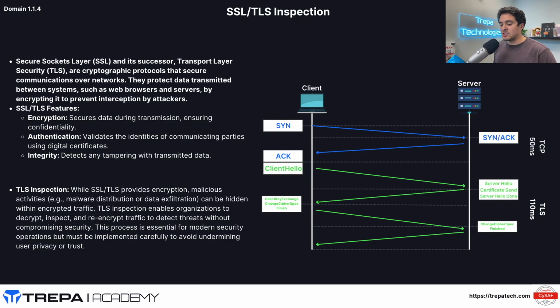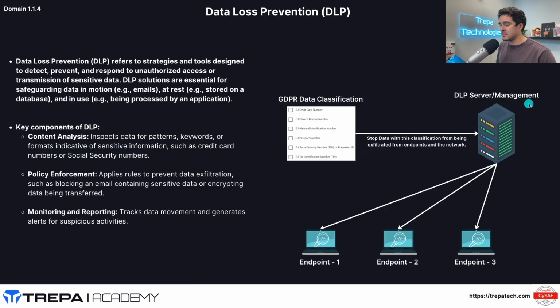So TLS inspection. While SSL/TLS provides encryption, malicious activities can be hidden within encrypted traffic. That's true. C2 services are hidden in DNS and HTTPS all the time. So TLS inspection enables organizations to decrypt, inspect, and re-encrypt traffic to detect threats without compromising the overall security of that web traffic. Something that a lot of network engineers don't even realize sometimes when they're trying to do Wireshark or NetFlow captures, they're not getting the full picture sometimes.